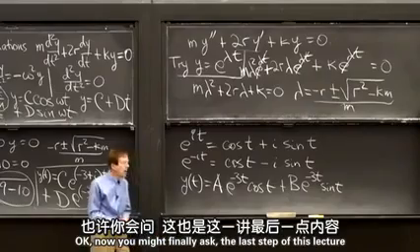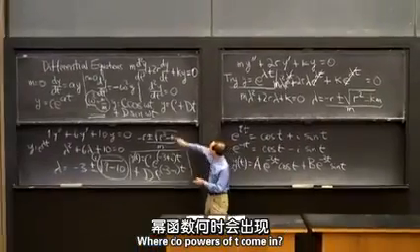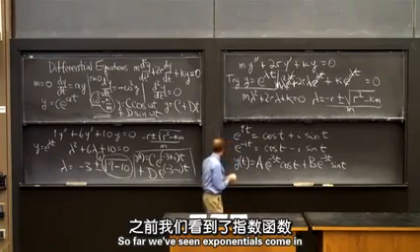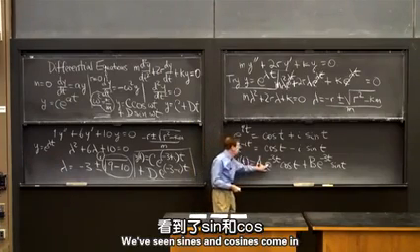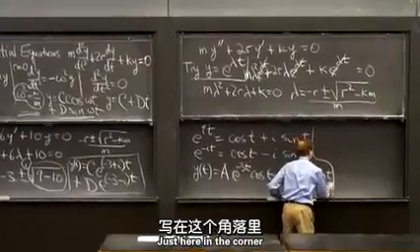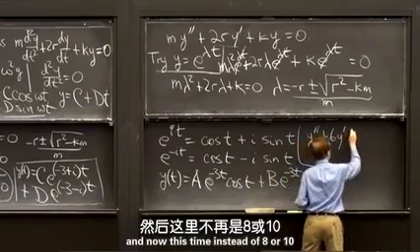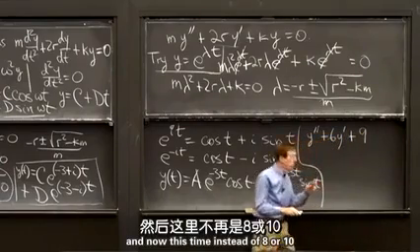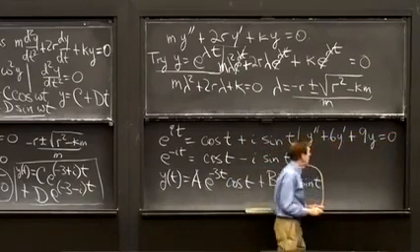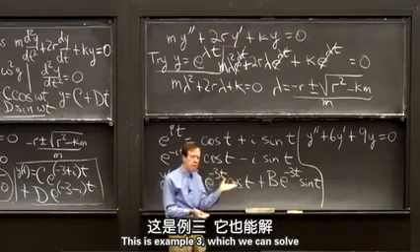Okay, now you might finally ask, the last step of this lecture, where do powers of t come in? Where does t come in? So far we've seen exponentials come in, we've seen sines and cosines come in. Can I do a last example just here in the corner, which will be y double prime, 6y prime, and now this time instead of 8 or 10, I'm going to take 9y equals 0. Can we use this as example 3, which we can solve?